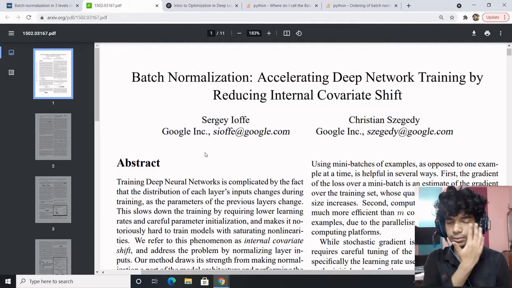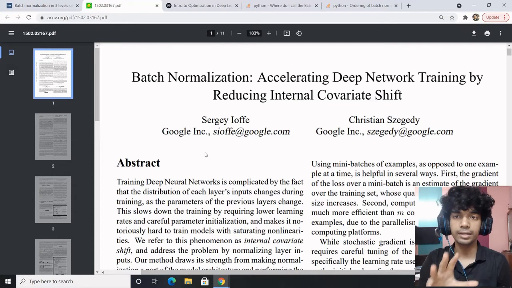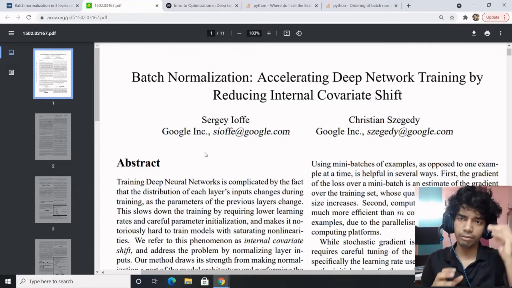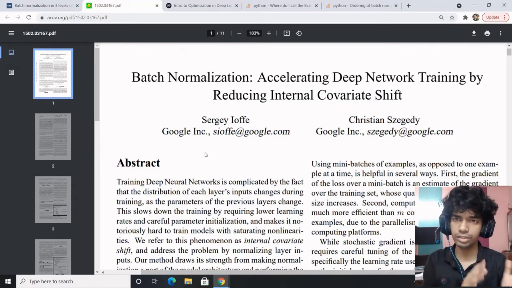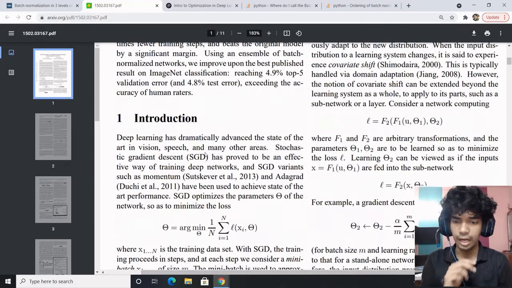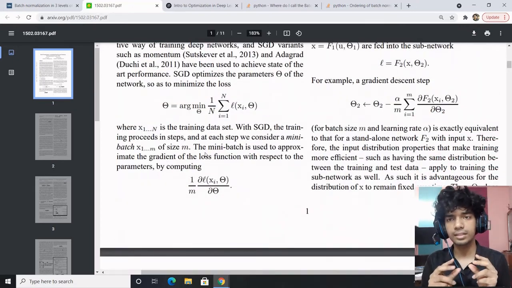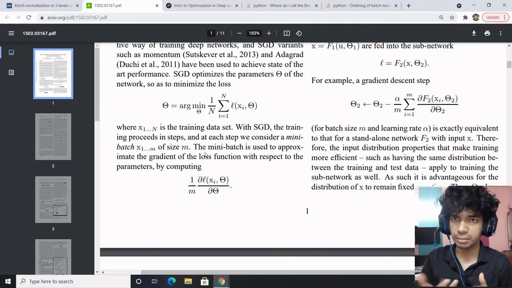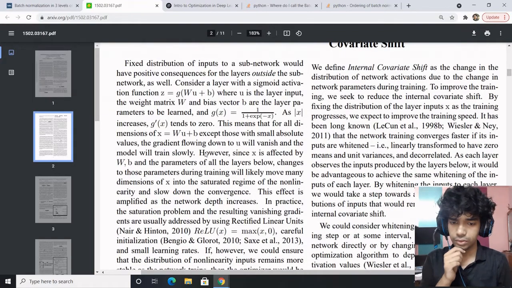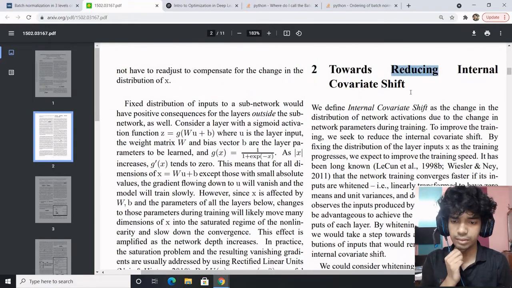This was the idea. The main things you would hear while reading this paper on batch normalization is internal covariance shift, and how batch normalization tackles internal covariance shift with the help of its method. So what exactly is internal covariance shift?